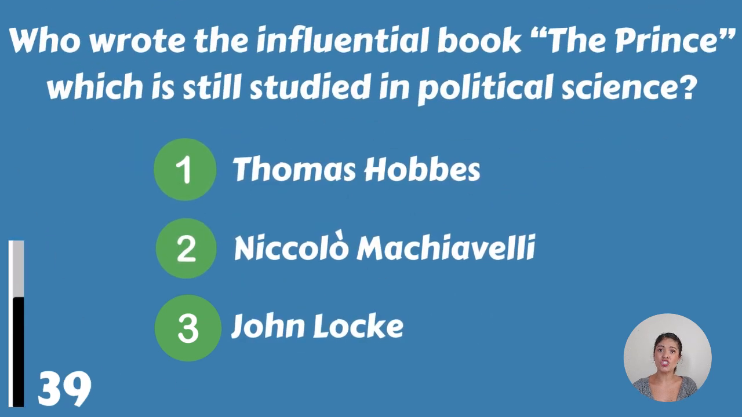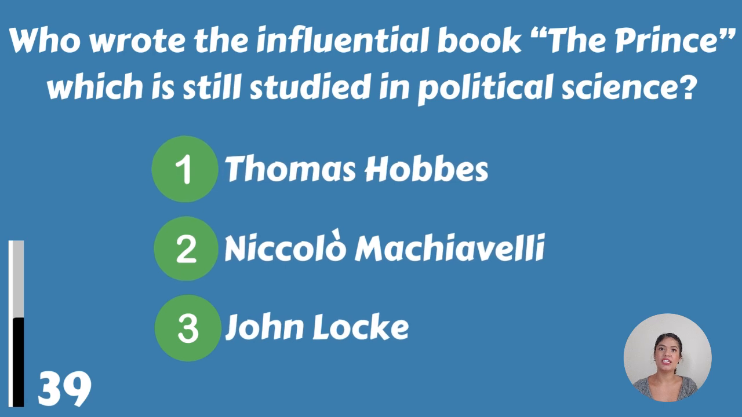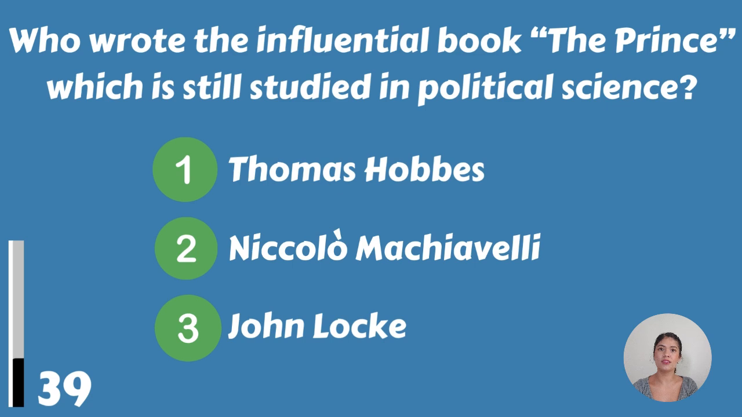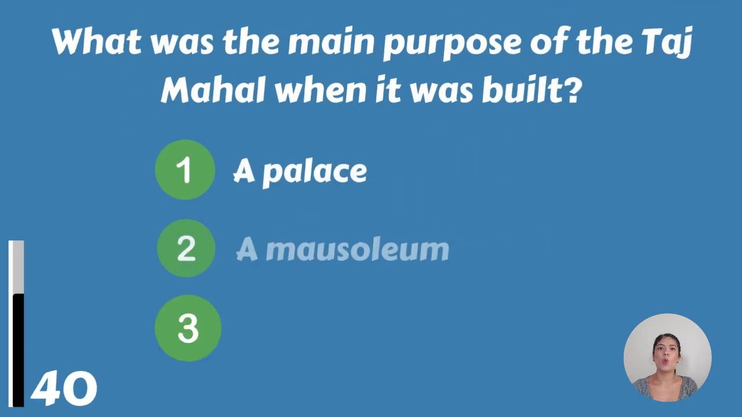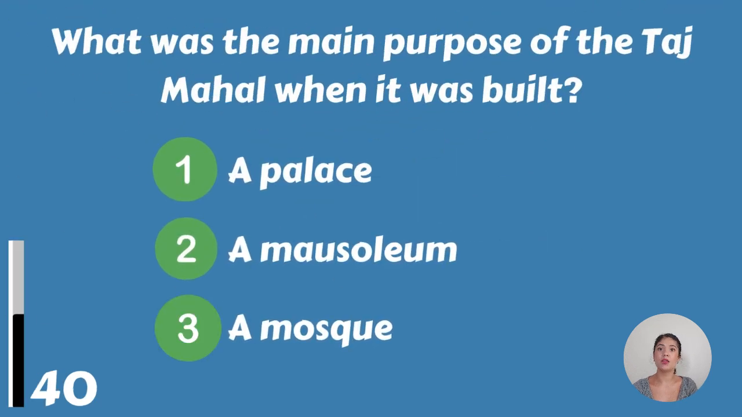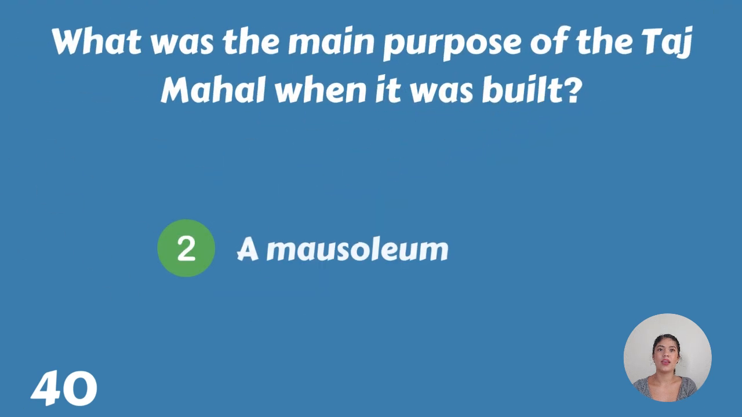Who wrote the influential book The Prince, which is still studied in political science? Thomas Hobbes, Niccolo Machiavelli, John Locke. Niccolo Machiavelli. What was the main purpose of the Taj Mahal when it was built? A palace, a mausoleum, a mosque. A mausoleum.